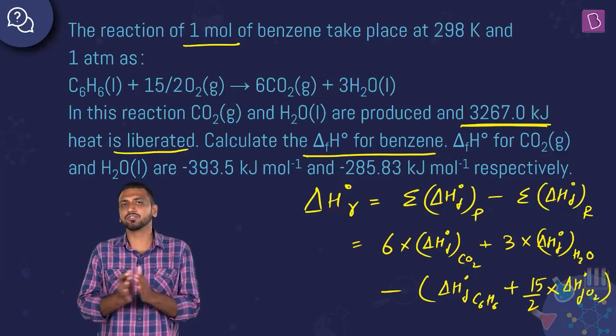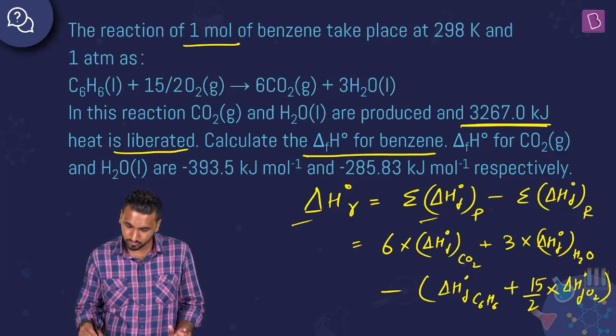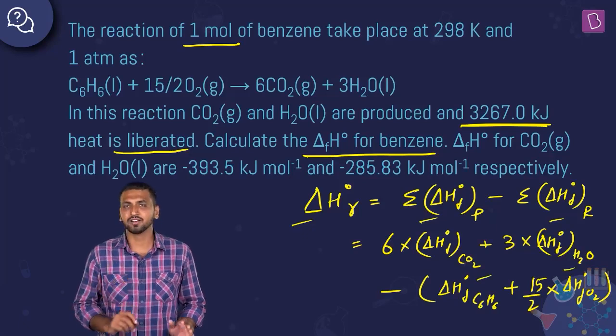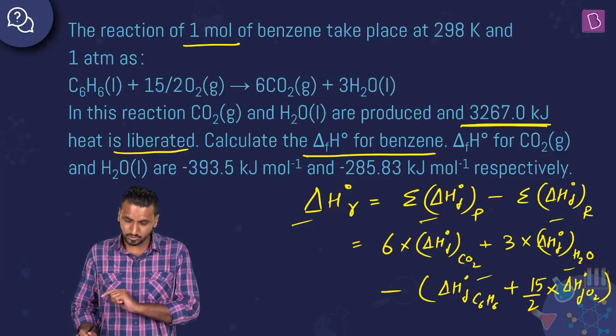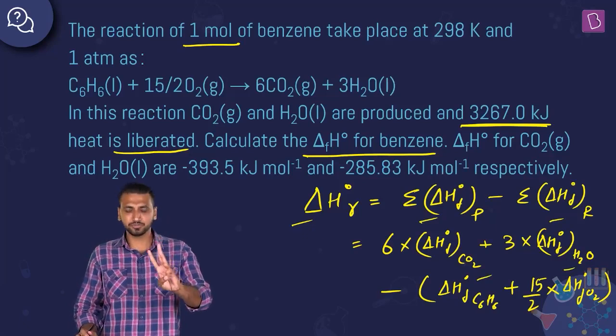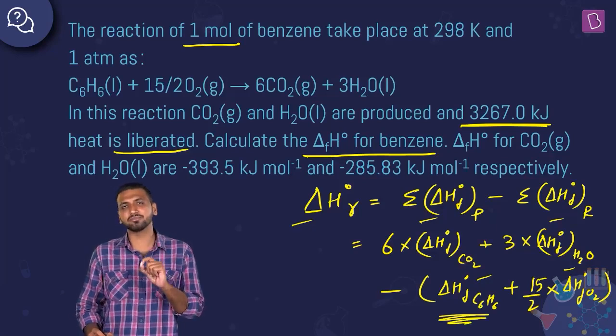Cool, that's the whole formula. In this, you have 5 parameters. Out of those, 3 are given to you and 1 you need to calculate. That's the delta H naught formation of benzene.